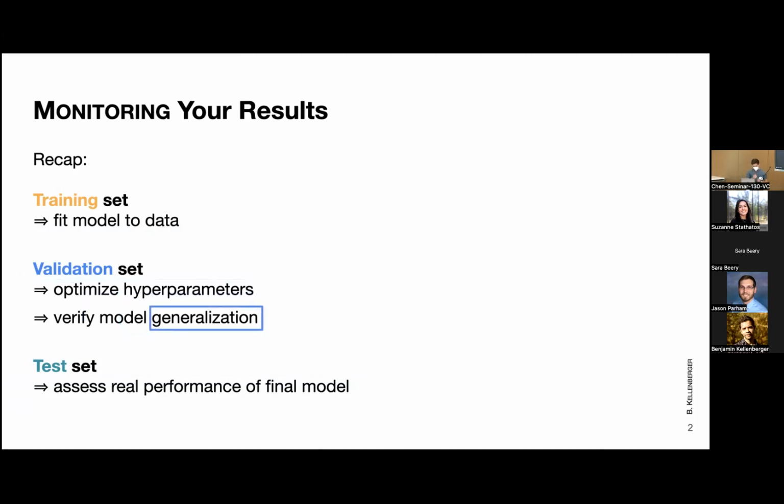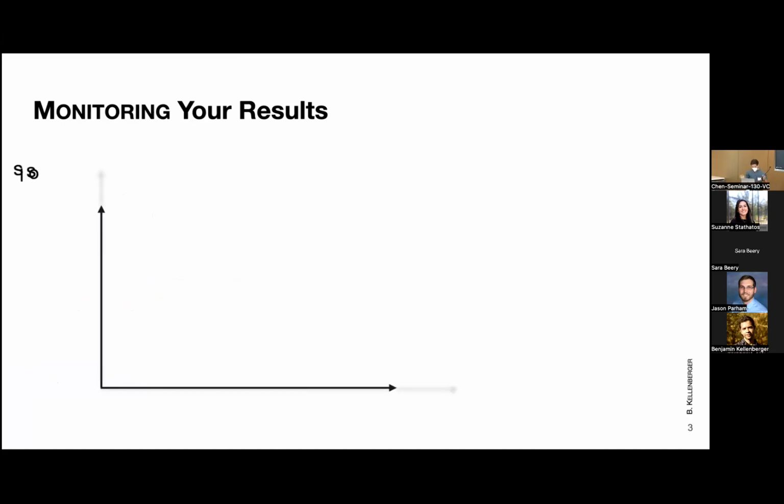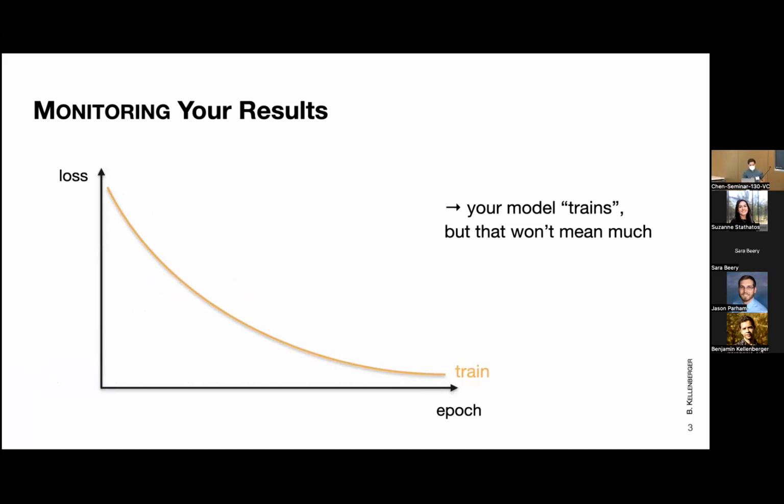And I want to get into this generalization a little bit. This is probably not new, but just as a recap, I can speed up a bit. What we want to do is, over the epochs of training, so iterations of the full data set, plot those during training. So if something like this happens, that basically means that your model trains. So great, but that doesn't mean anything at all about whether your model performs well or not. It just means that it basically fits your training data.